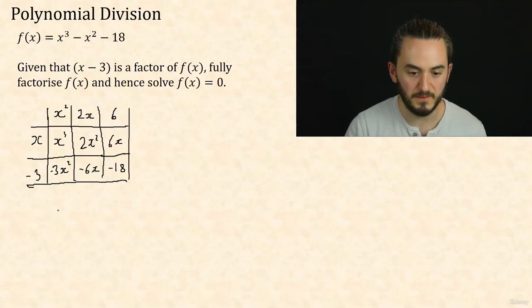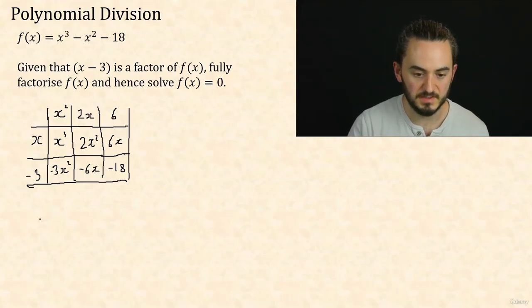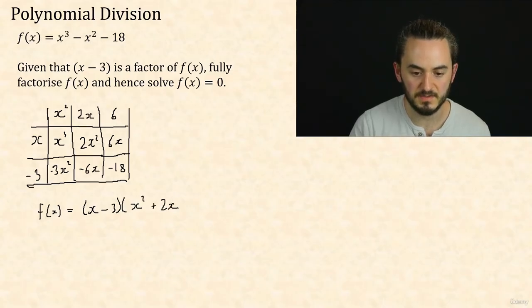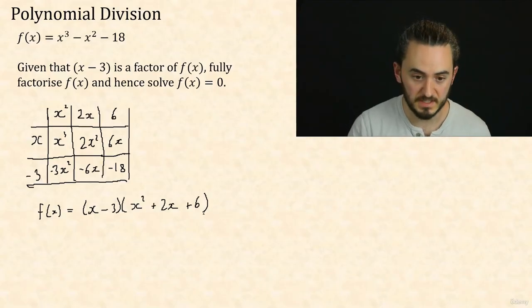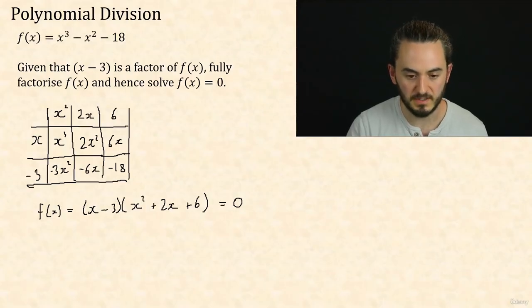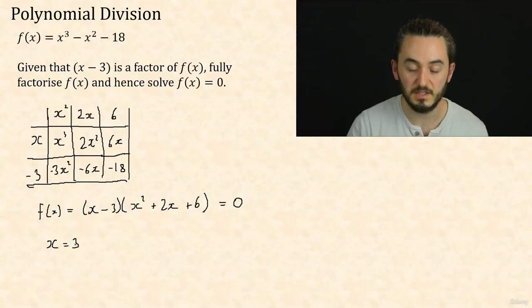Okay, so my full factorization now is that f of x must be equal to x minus 3 multiplied by x squared plus 2x plus 6. Okay, now it says fully factorise, which we've done, and hence solve where it's equal to 0. Well, one obvious factor is x minus 3, so x equals 3 is going to be one solution. What about this quadratic here?